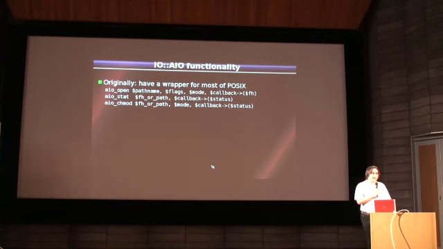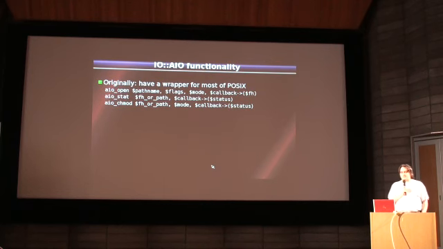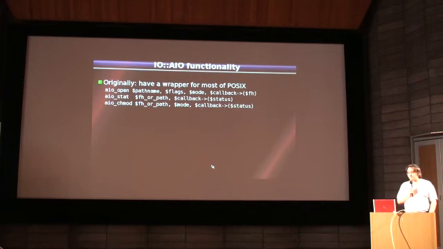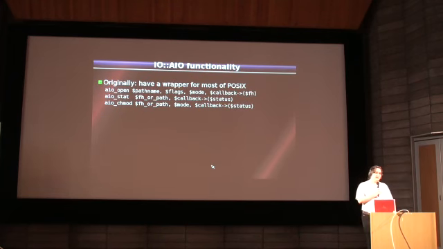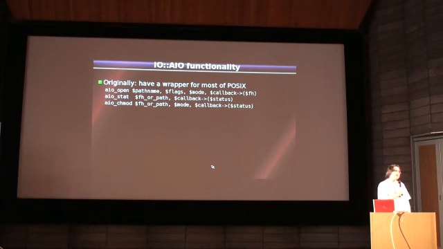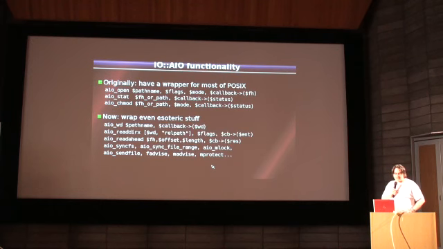Originally it had a wrapper for basically every POSIX call. For example, there was a wrapper called AIO open, which would open a file in the background and then eventually call your callback with a new file handle. Or there's an AIO stat call or an AIO chmod call and so on. Basically the whole POSIX API was there, and it was working just like the POSIX function, except that you added a callback at the end, which got the results at some point.